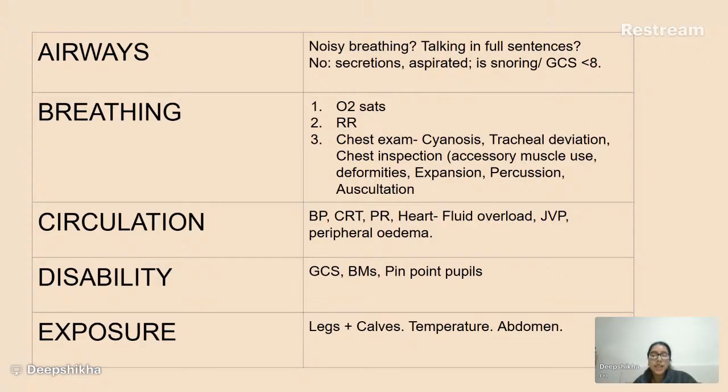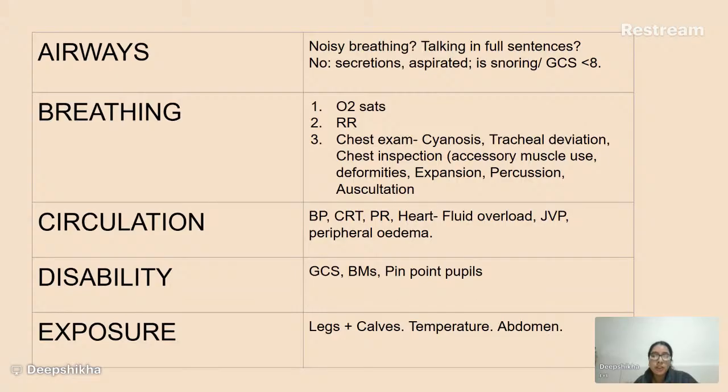In your airways, also assess for any secretions. Is there any aspiration? Have they aspirated before? Are you hearing any snoring noises? And what's their GCS like? GCS less than 8, again, that mnemonic to intubate. So for airways, ensure that it's open and patent.